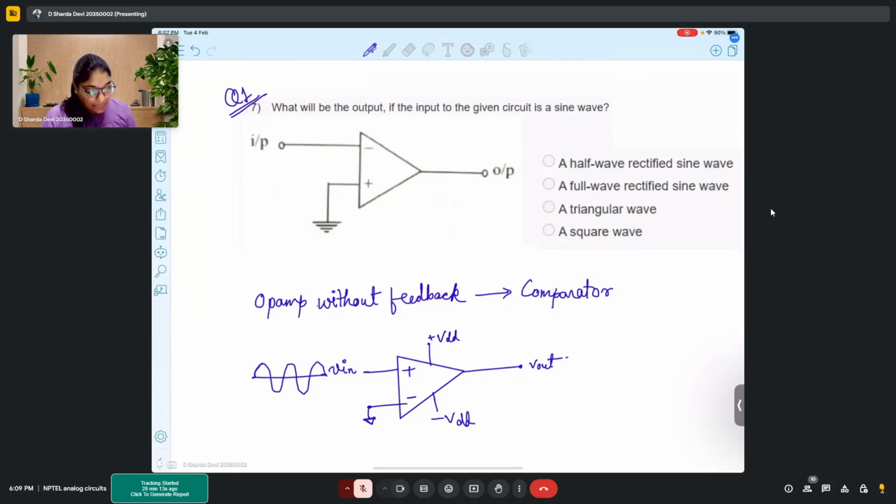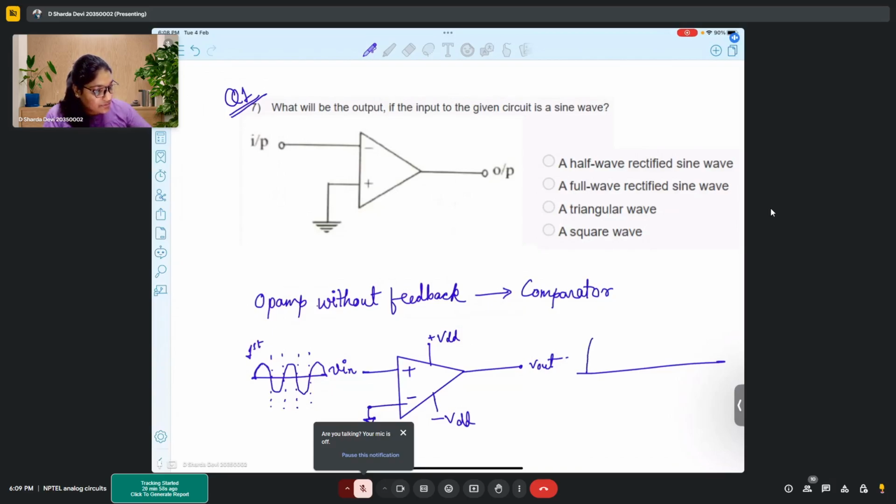Now, let me divide the input into cycles so it is easier for us to analyze. The first half cycle arises for the sine wave at the positive terminal. The reference voltage here is ground at the negative terminal. When the positive terminal sees anything above 0 voltage, your output goes to plus VDD. It stays at plus VDD until you cross the 0 line, until this half cycle finishes.